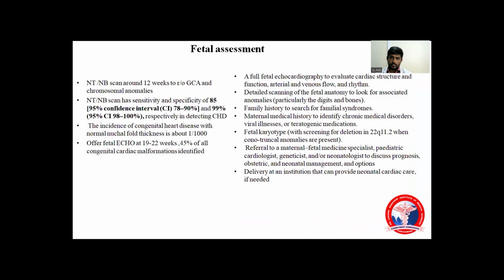So, just like any other pregnancy, the patient with heart disease also needs to undergo some of the routine investigations, wherein NT and nasal bone scan are to be done at 12 weeks to rule out gross congenital anomalies and chromosomal anomalies. We already know that NT and NB have a sensitivity of 85 to 95% respectively. So the incidence of congenital heart disease with normal NT is 1 in 1000.